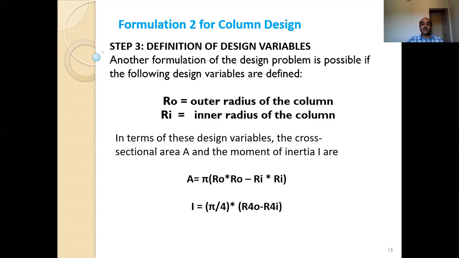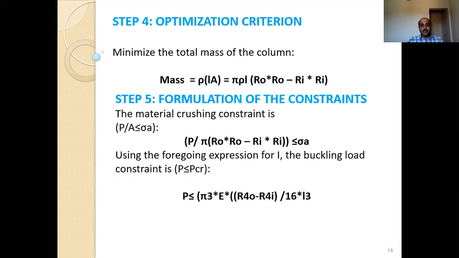This is step number 3, defining the design variables. And step number 4, we have the optimization criteria. Same change: to minimize the total mass of the column, mass density into volume. So here, pi into rho into L, and R naught square minus Ri square. The only change is, instead of R and T, we have here R naught and Ri.